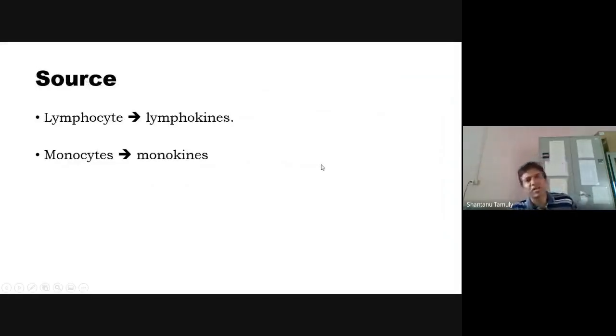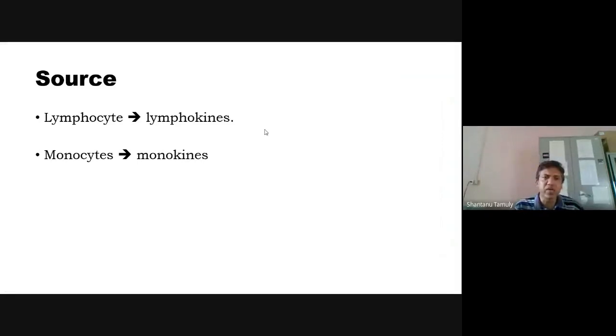Earlier the cytokines were called lymphokines and monokines. The lymphokines came from lymphocytes and monokines from monocytes. But nowadays it has been found that the majority of the cytokines are produced by more than one type of cell. So these two terms are no longer used nowadays. Simply the term that is used is cytokine.